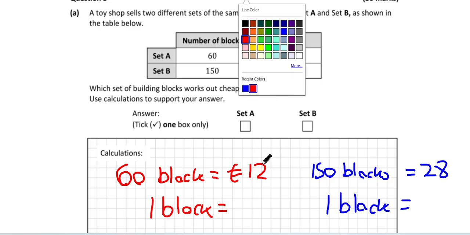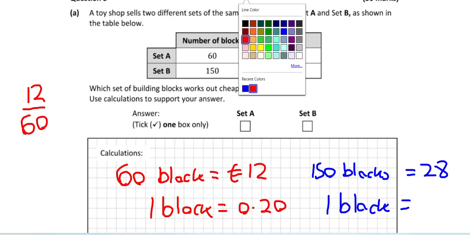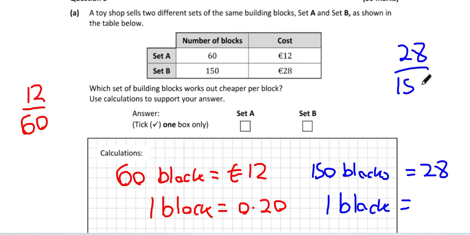You did 60 divided by 12. I want you to do 12 divided by 60. Who got 0 point, was it? So 20 cent a block, yeah? Do the same thing for the blue ones. Divided by 150. 0.18. 0.1866, so 0.19 rounded. Which one's cheaper? I think set A is cheaper, isn't it? Oh wait, I'm wrong. Set B is cheaper because 19 cent is less than 20.